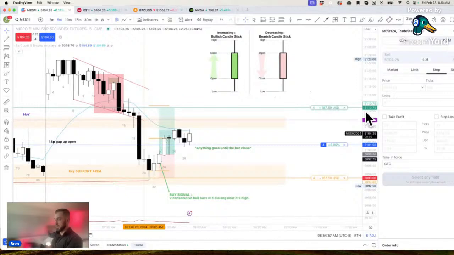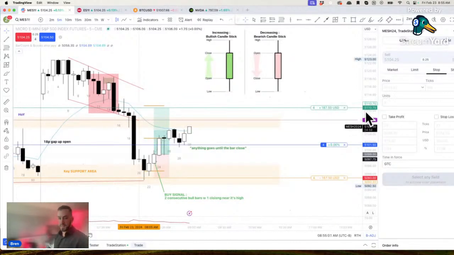Struggling to close above the EMA. But also, the market often goes sideways at the EMA. Wow, look at that.